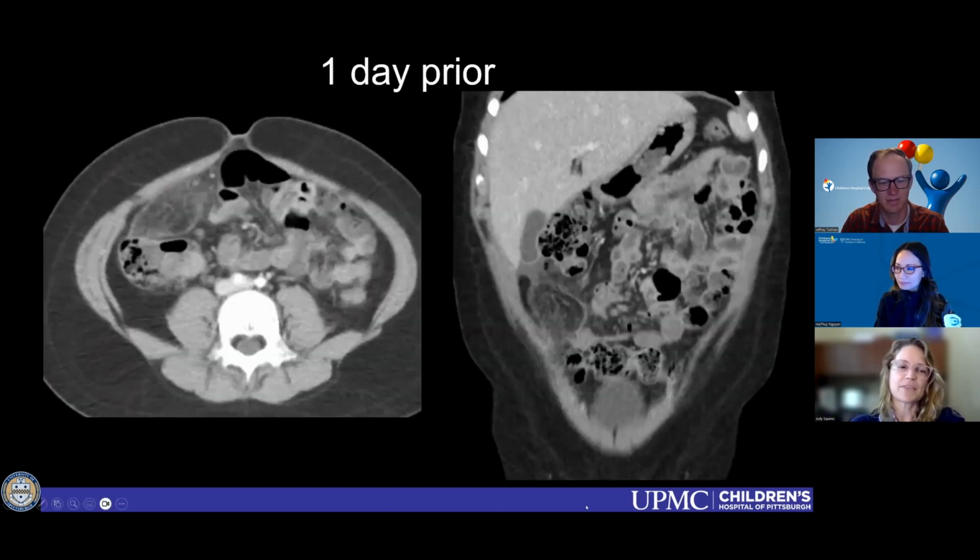What was interesting about this case and why I wanted to bring it up is, most of our CTs for abdominal pain are imaged at an outside institution, and then they get sent to our children's hospital as a referral. One day before any of these ultrasound images were obtained, you can see this classic look of omental infarct: circumscribed fat stranding right near the cecum, between the cecum and ascending colon region, which is a classic location for an omental infarct.